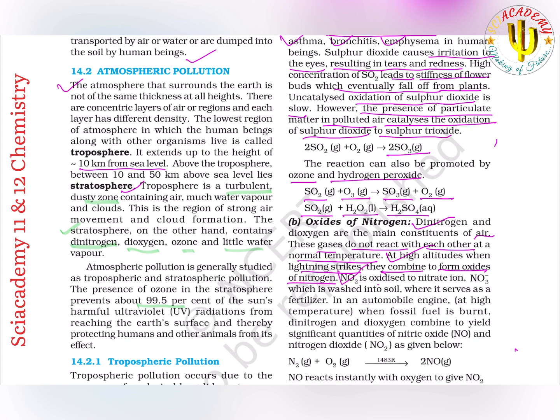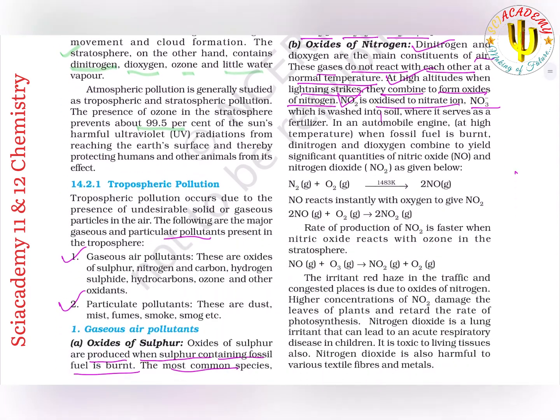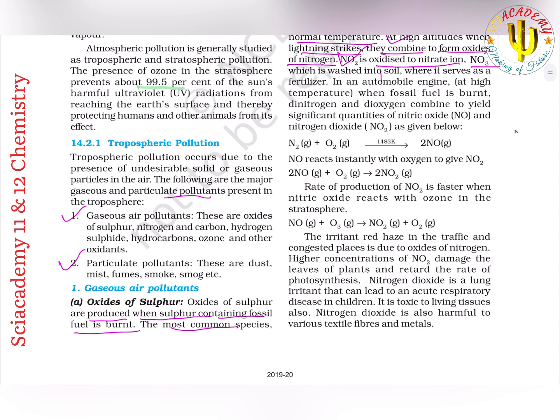NO2 is oxidized to nitrate ion, NO3 minus, which is washed into soil, where it serves as a fertilizer. In an automobile engine, at high temperature, when fossil fuel is burned, dinitrogen and dioxygen combine to yield significant quantities of nitric oxide (NO) and nitrogen dioxide (NO2) as given below.